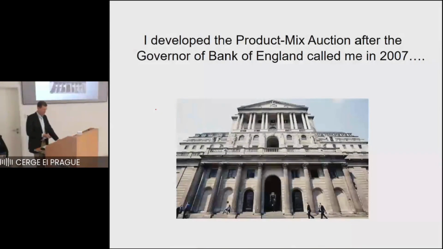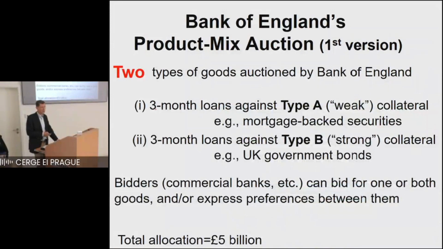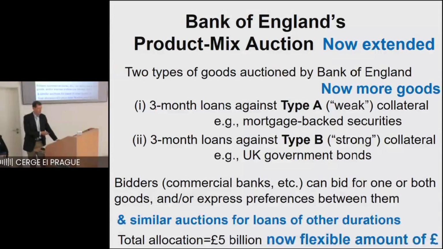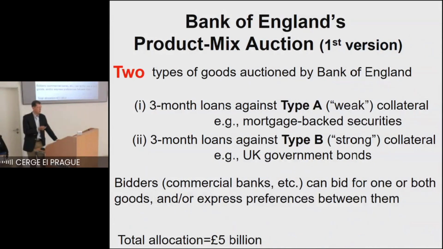So the first iteration of the product mix auction I developed in 2007 to 8, and we started just with two types of goods, because with two types of goods I can draw pictures in two dimensions, and therefore I can easily explain it to people, and that was really important. And so the Bank of England started with just two types of goods. Obviously I'd rather started with more, but two is better than one. So we now do more goods and other more things, but we will begin with two types.